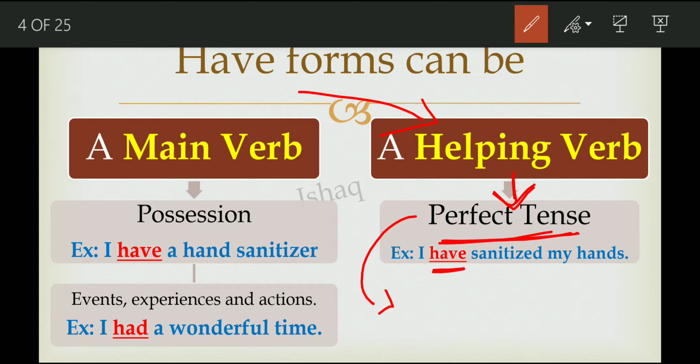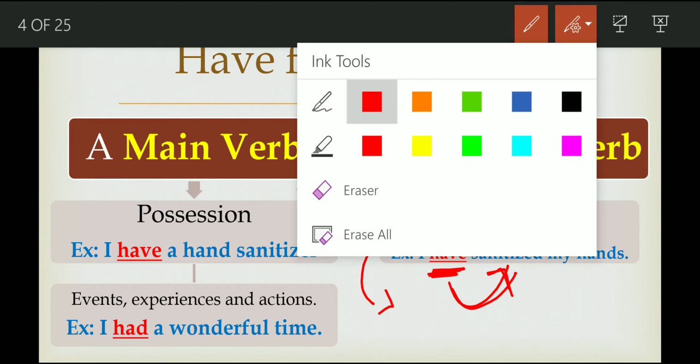So when you see here, there is some completion of action. I have sanitized my hands. So have is used as a helping verb and the main verb is sanitized, which is telling the action. So this is a helping verb which is helping to tell the tense of that action. Are you clear? So don't get confused.